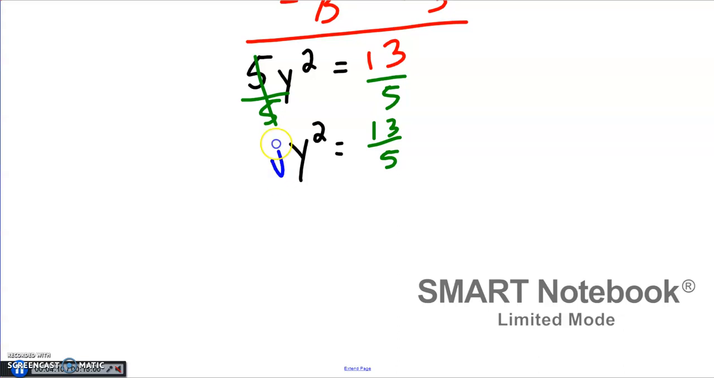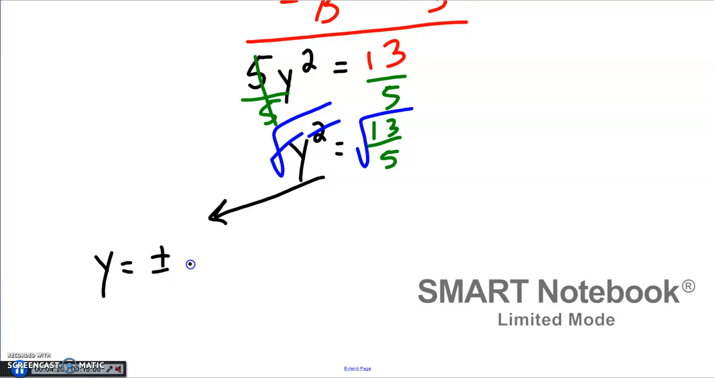And now we need to take the square root of both sides. Going to cancel and cancel. So now we're going to get, I'm going to write it over here on the left, that y is equal to plus or minus the square root of 13 over 5.